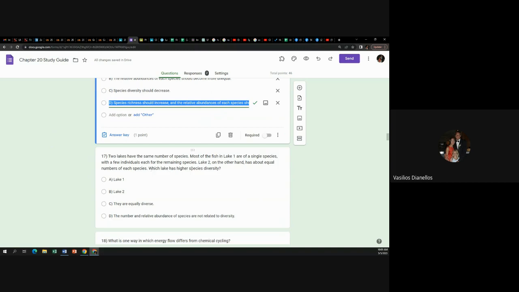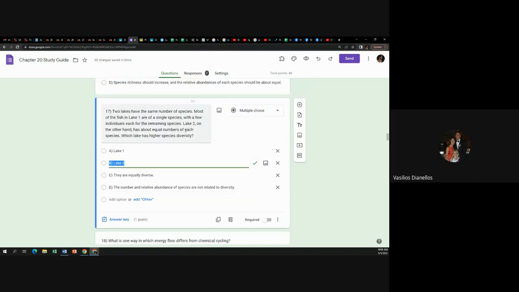Which lake has a higher species diversity? It would be Lake 2, right? Lake 2, on the other hand, has an equal number of each species, right?